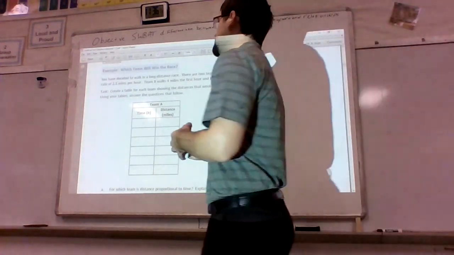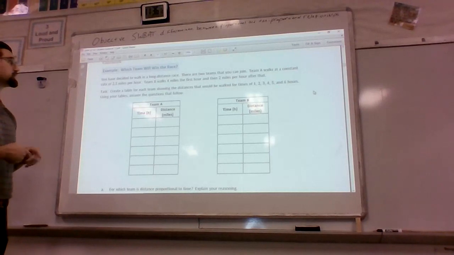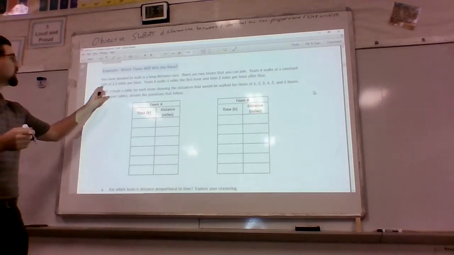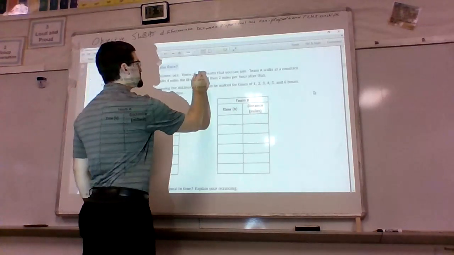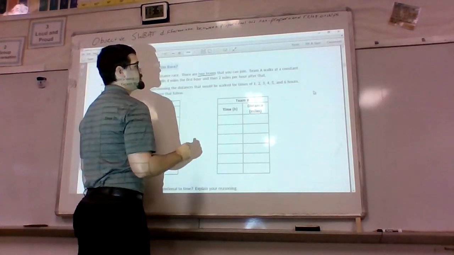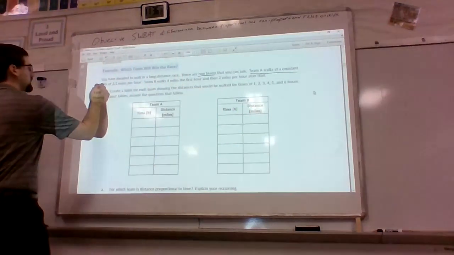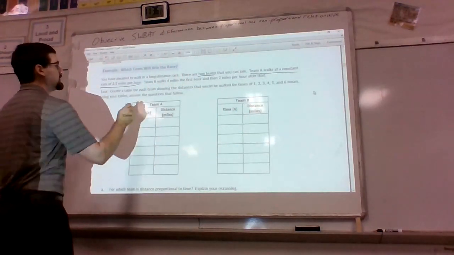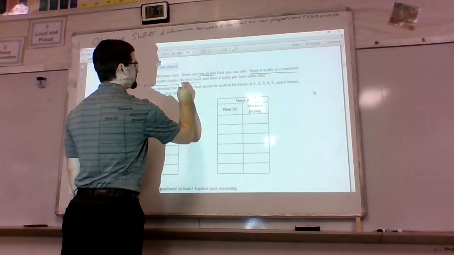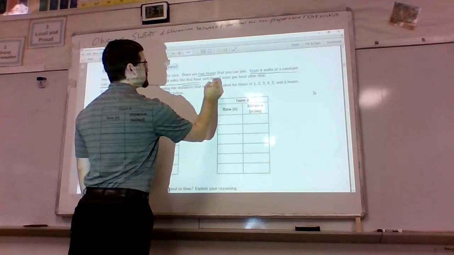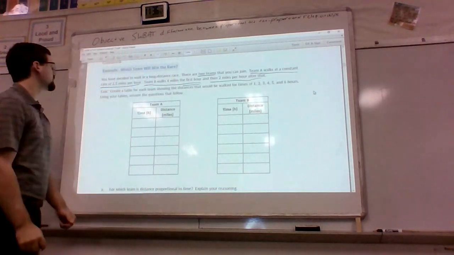All right, so let's get started. It's a word problem, so we're going to look for important pieces of information. Walking a long distance race, there are two teams that you can join. Team A walks at a constant rate of 2.5 miles per hour. Team B walks 4 miles the first hour and then 2 miles per hour after that.